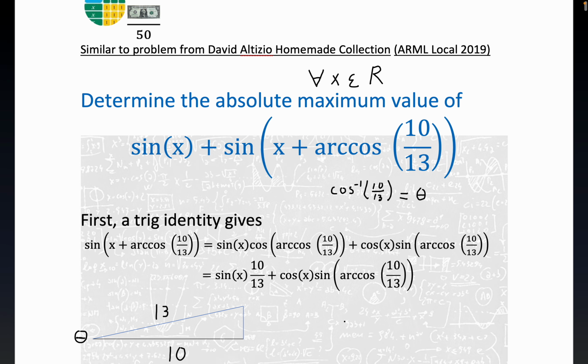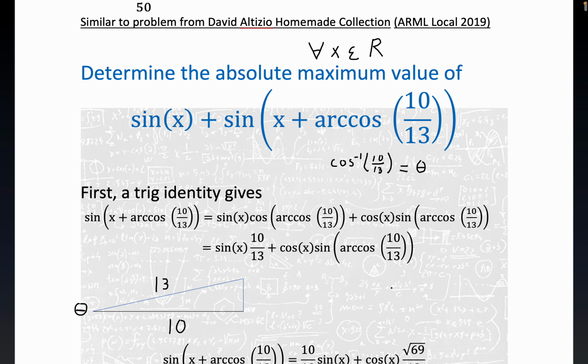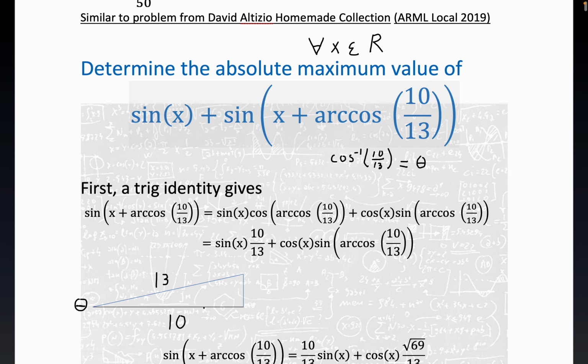Now the part that we have to actually spend some time on and figure out is the sine of arccosine of 10 over 13. Now what I've done, folks, you may recall the definition of cosine is the adjacent side divided by the hypotenuse. And so this is the adjacent side to this angle theta. And again, I'm using theta in this sense. Okay, so cosine of theta is the adjacent side divided by the hypotenuse.